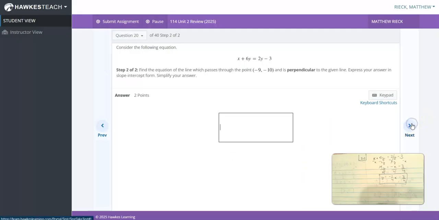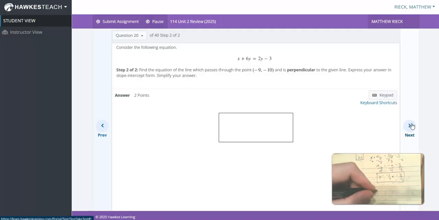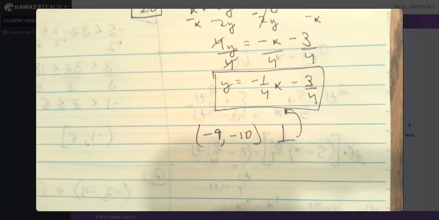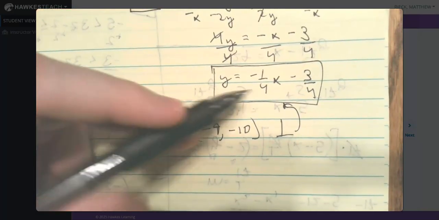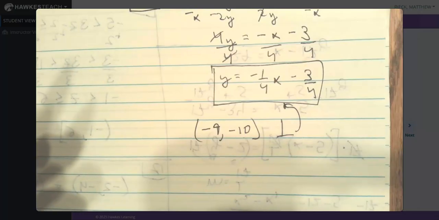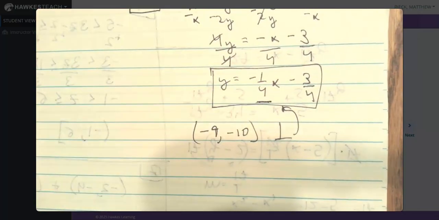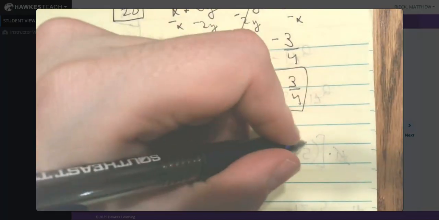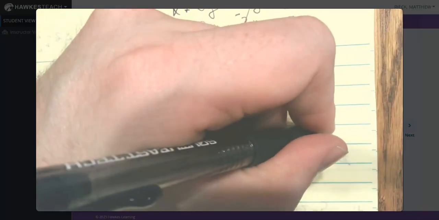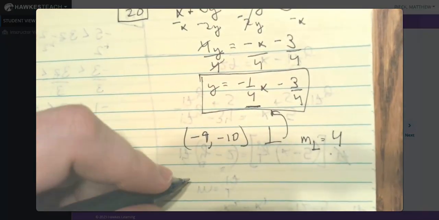All right. So we're asked to find the equation for the line that passes through the point negative 9, negative 10, and is perpendicular to this line. Perpendicular means that I'm going to flip the fraction and change the sign on my slope. So my slope here is negative 1/4. I flip the fraction, so it's 4 over 1, and change the sign, so my slope is positive 4 over 1, or simply 4.